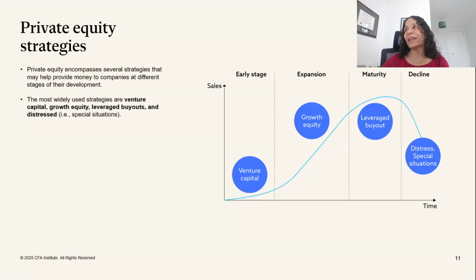Then the company is showing decent profitability. It's in its expansion phase. Growth equity comes in. It reaches maturity. Maybe there is room for improvement, and a buyout can happen. A leveraged buyout can also happen. And then it's the decline phase, where distress or special situations funding kicks in.